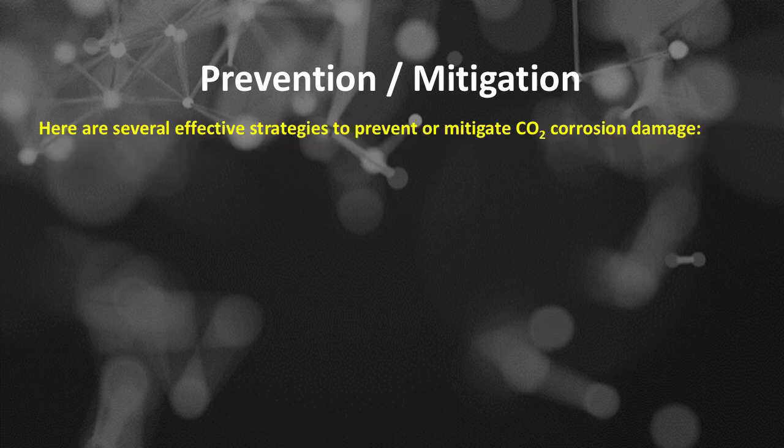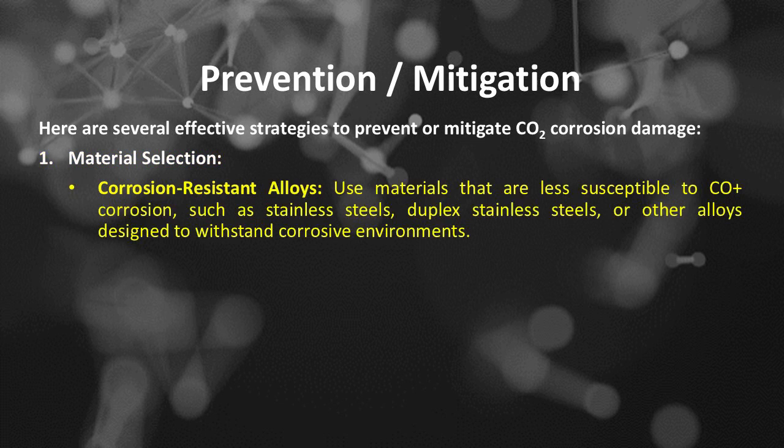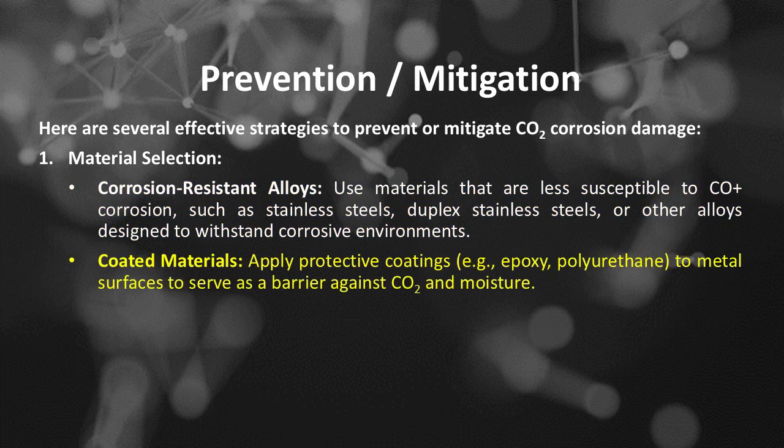Here are several effective strategies to prevent or mitigate CO2 corrosion damage. Number 1 is material selection. Corrosion-resistant alloys. Use materials that are less susceptible to CO2 corrosion, such as stainless steels, duplex stainless steels, or other alloys designed to withstand corrosive environments. Coated materials. Apply protective coatings, such as epoxy or polyurethane, to metal surfaces to serve as a barrier against CO2 and moisture.